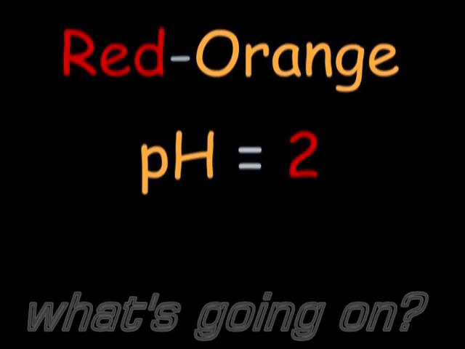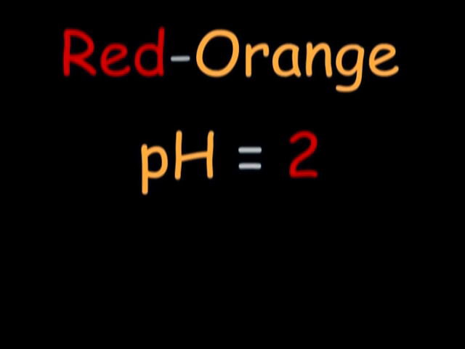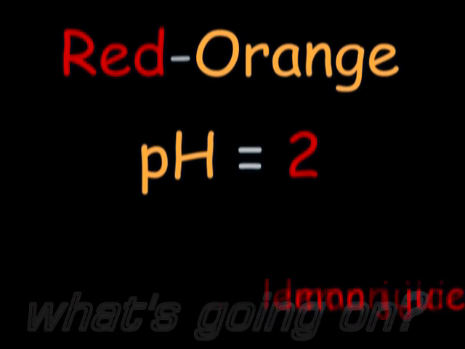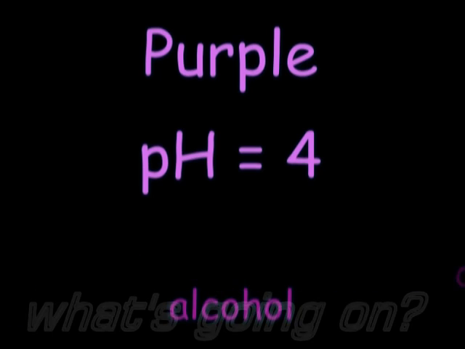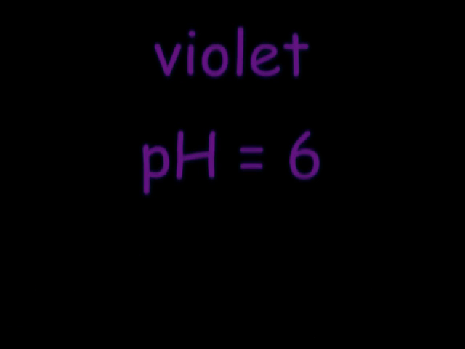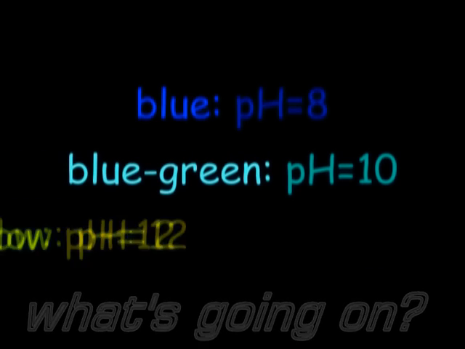A red-orange color indicates a pH of 2, which we observed when mixing the cabbage juice with Sprite, vinegar, and lemon juice. Purplish is 4, as we saw when mixing coffee and alcohol. Violet is 6, as we saw after mixing baking soda, water, and milk. Blue is 8, blue-green is 10, and greenish-yellow is 12.